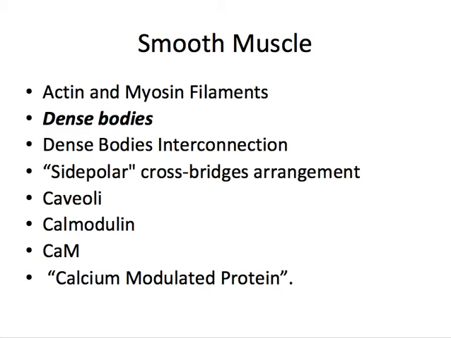Now, if we look at the arrangement of actin and myosin filaments, the myosin filaments are scattered among the actin filaments in smooth muscle. There are 5 to 10 times as many actin filaments as myosin filaments.